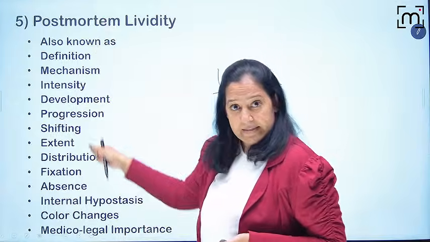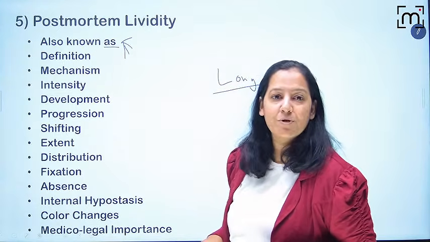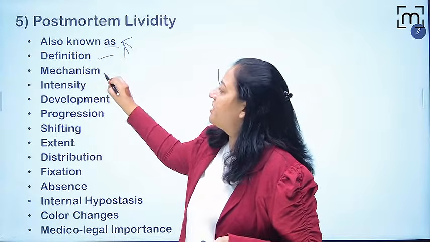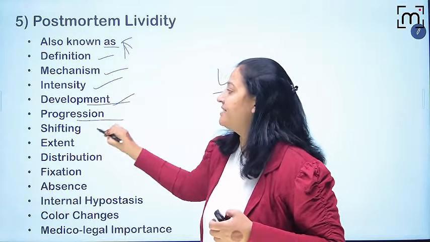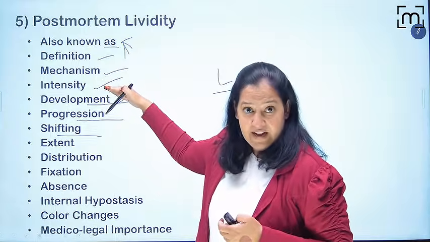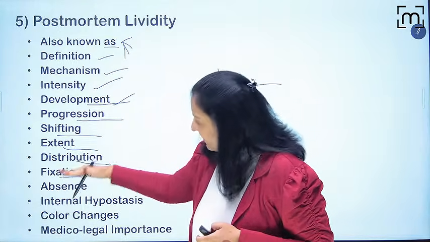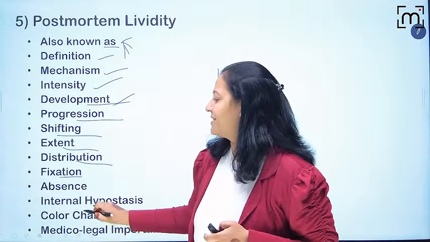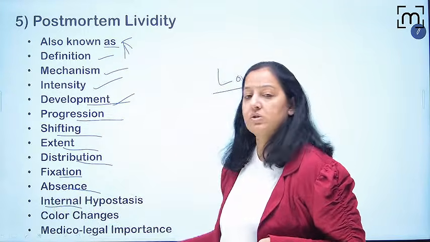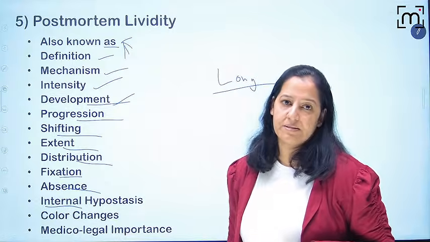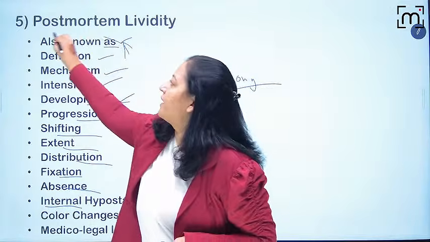You have to write your answer under these headings. It is also known as what? There are multiple names of postmortem lividity. Then tell me the definition, mechanism, intensity, development. First it will develop, then it will progress, then it will shift. Then its extent, its distribution, then it fixes finally. After shifting, it will fix. It is absent in what cases? Sometimes it happens in internal organs also. Color changes and medico-legal importance. So these are the headings under which we are going to study. Okay, let's start with the first one.